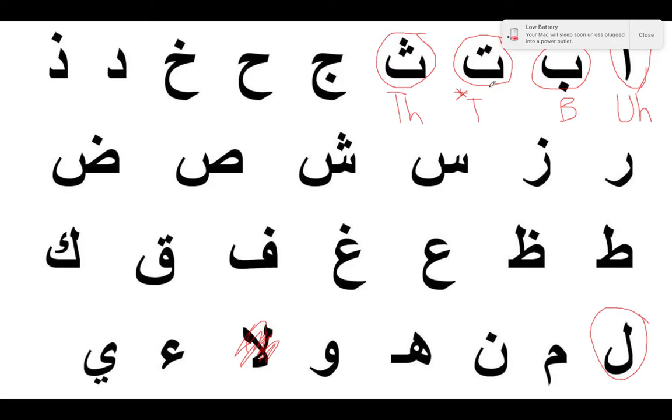Give me 1 second. Let's put the charger on my computer. There we go. The next letter here is letter Jim, so that can make a J or a G sound. For your sake, I'll probably just put a J, because we know the J makes a jet sound. Alright, this next letter here is letter Ha. So notice how I didn't say ha, as in ha ha ha. I said ha.